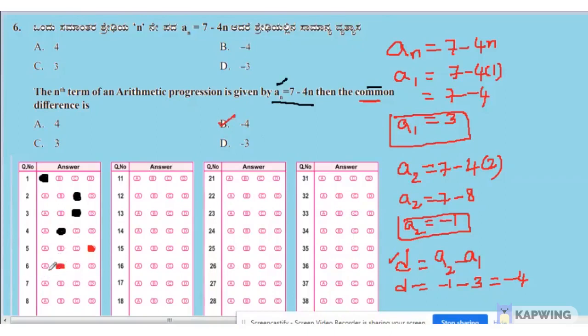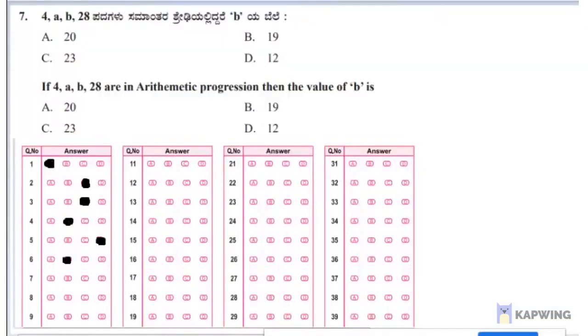B option for 6th. 7th question. 4, A, B, 28 are in AP, then the value of B is.